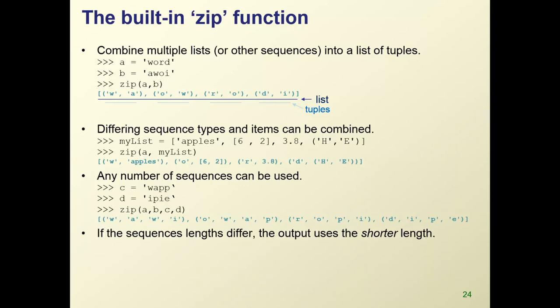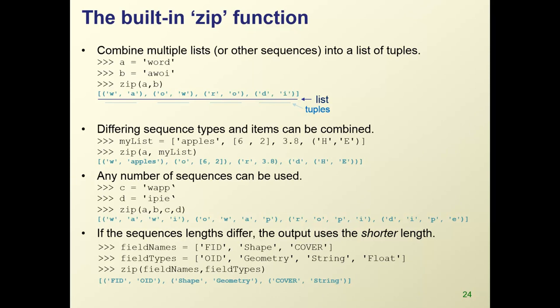If the sequence lengths differ, the output uses the shorter length. So you can have different lengths of your sequences. In this example, we have a list of field names and a list of field types. And there are 3 field names and 4 field types. And you come out with a list of 3 tuples.